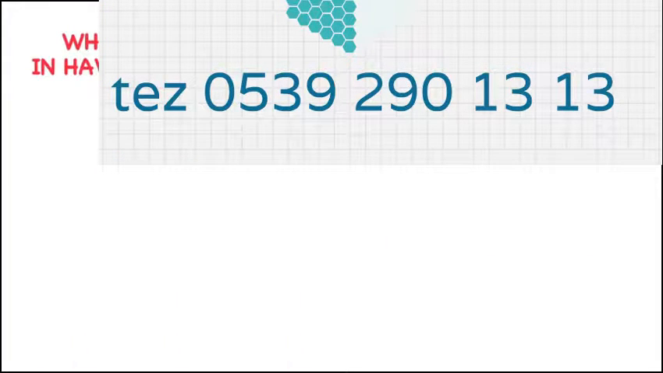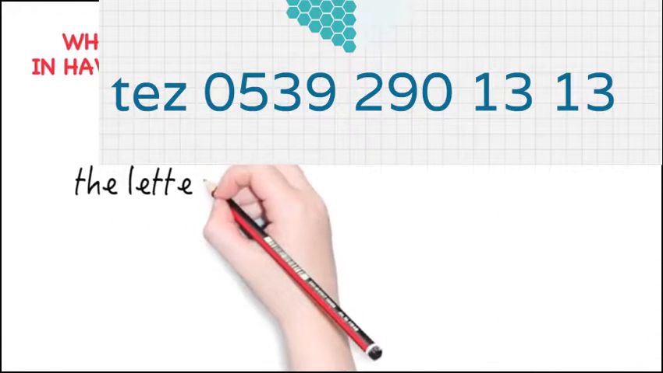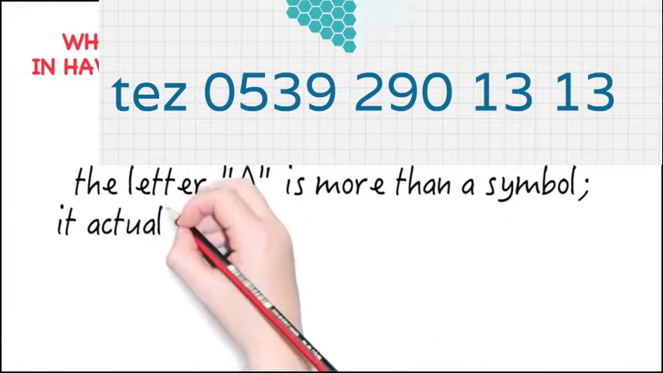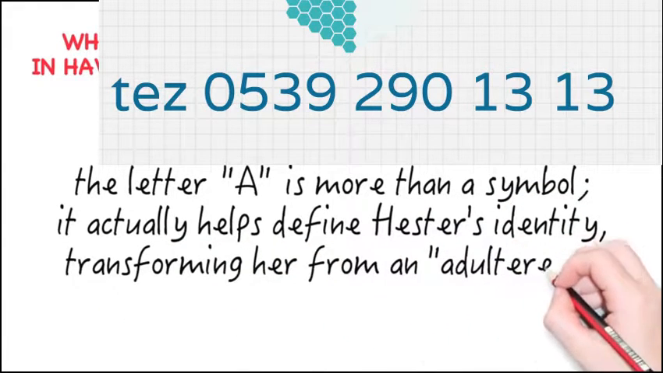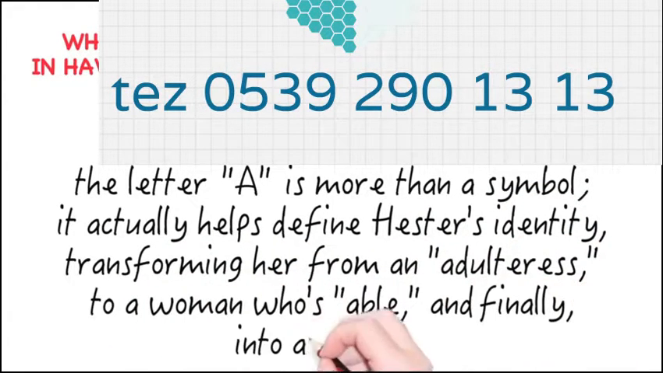Question. What role does the scarlet letter A play in Hawthorne's novel, and why is it important? Finalize thesis, version 1. In The Scarlet Letter, the letter A is more than a symbol. It actually helps define Hester's identity, transforming her from an adulteress to a woman who's able, and finally into an angel. That's a great thesis, if I do say so myself.